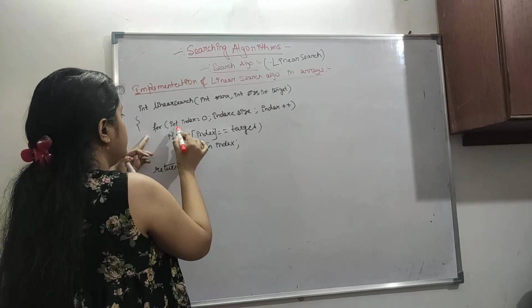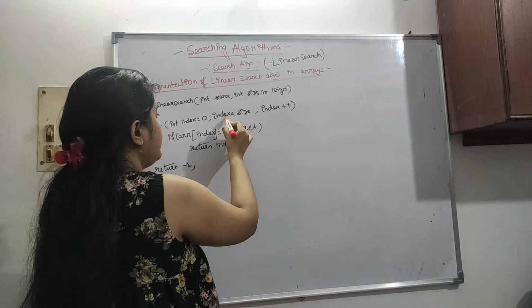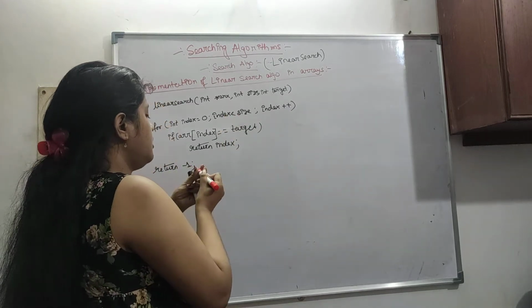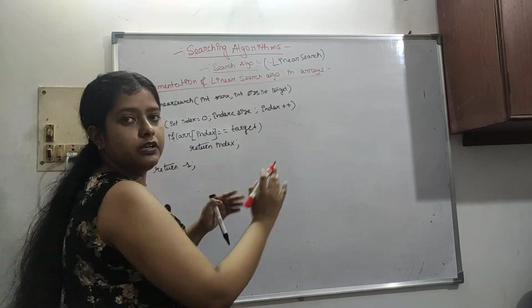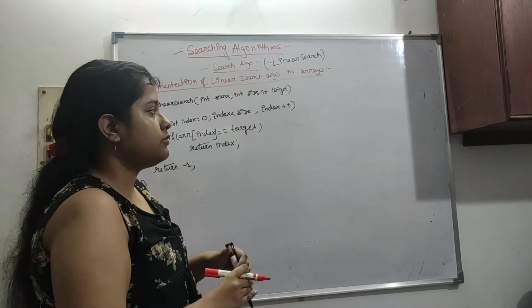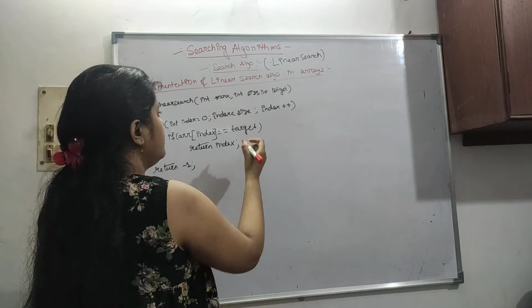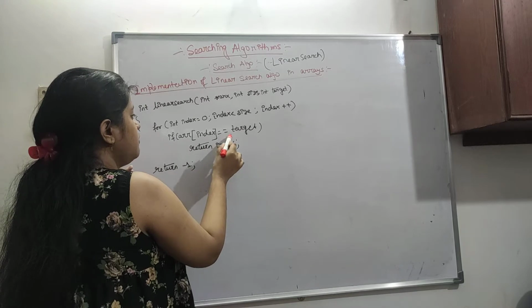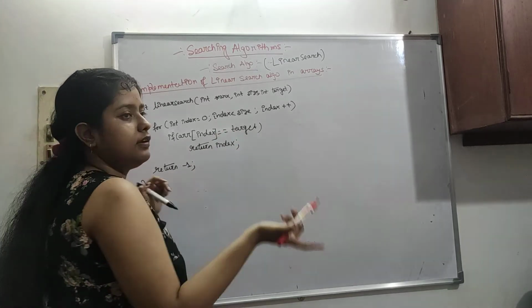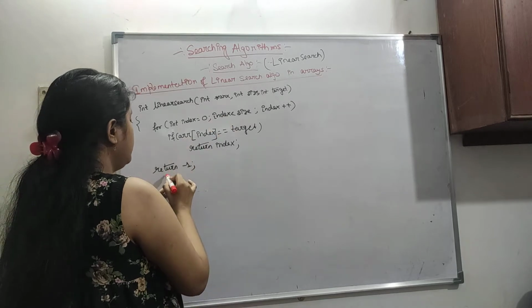So now, for int index equals 0, the index starts from 0 and the index is less than size. You have to check that if it is less than size, we are going sequentially. If it is greater than size, it's no use. The size is the total size of the array. Index plus plus. Now if array index is equal to target, return the index, or else if nothing is found, return -1.